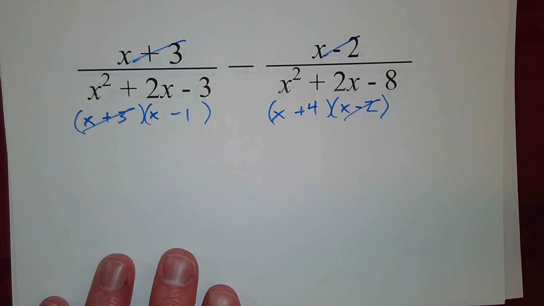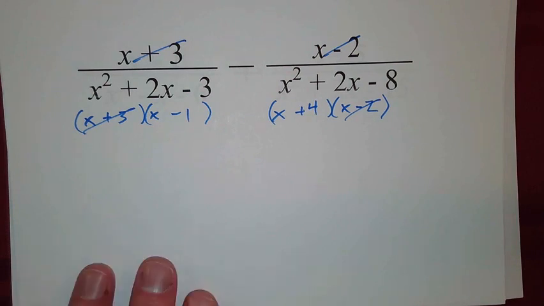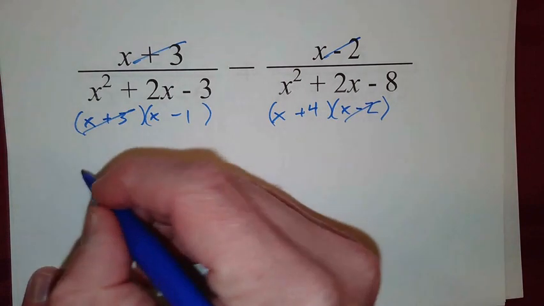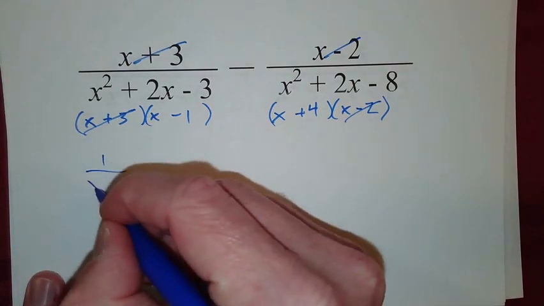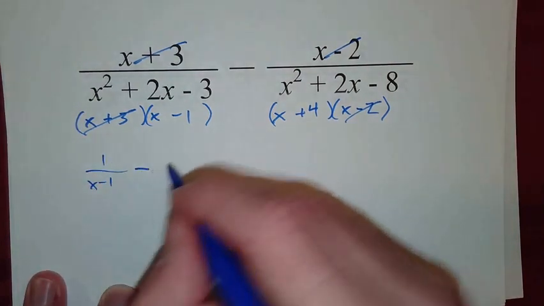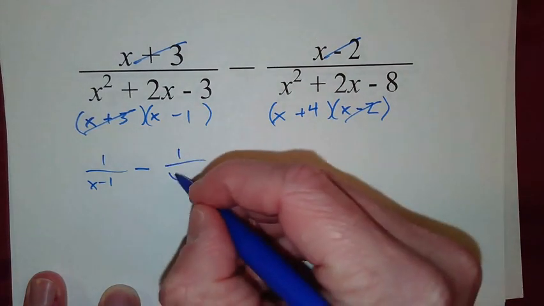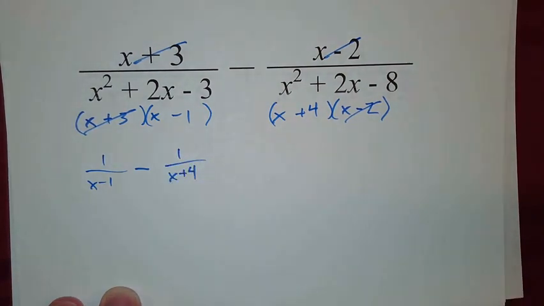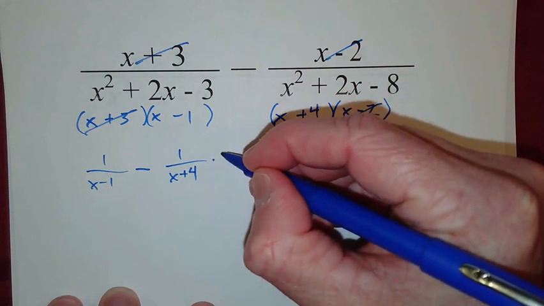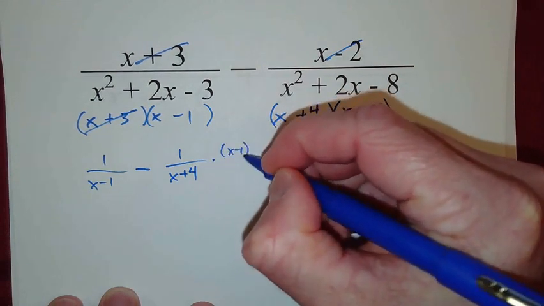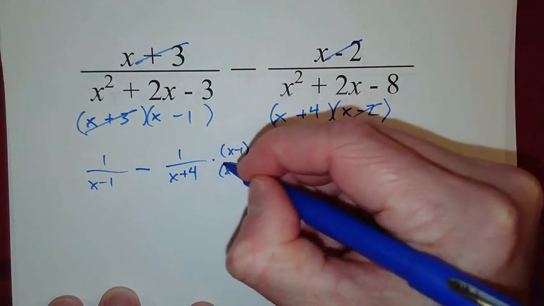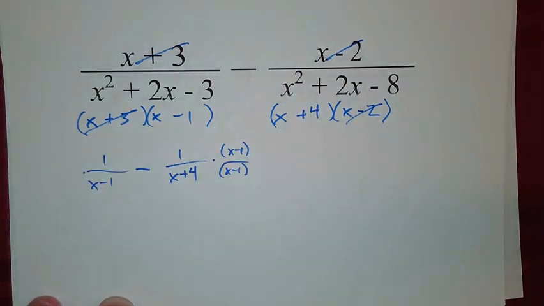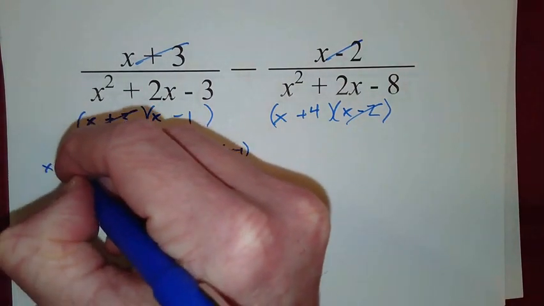So I still need a common denominator, but that common denominator is not going to be all that bad. Maybe I'll write this out. Now we're looking at 1 over x minus 1 minus 1 over x plus 4. So I'll multiply the second fraction by x minus 1 over x minus 1. Multiply the first fraction by x plus 4 over x plus 4.